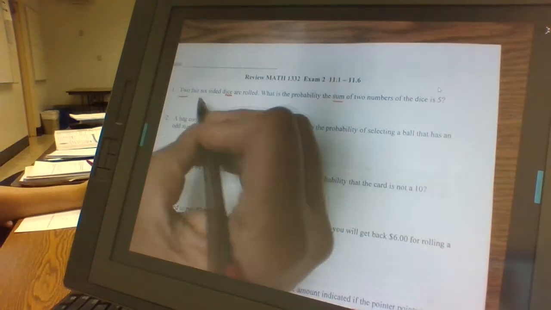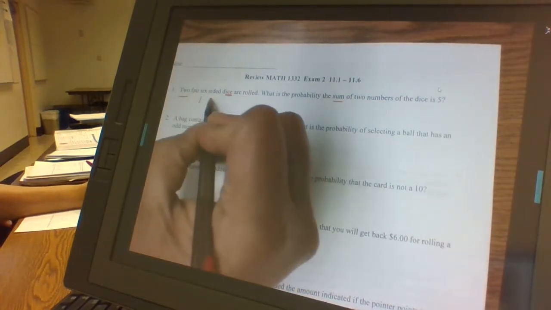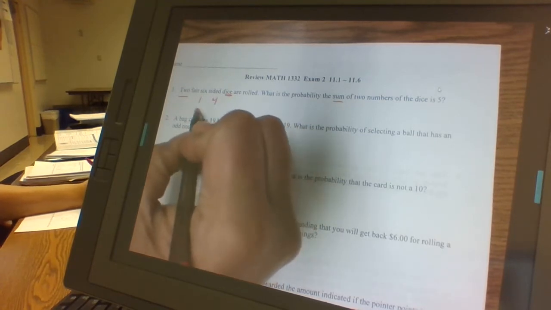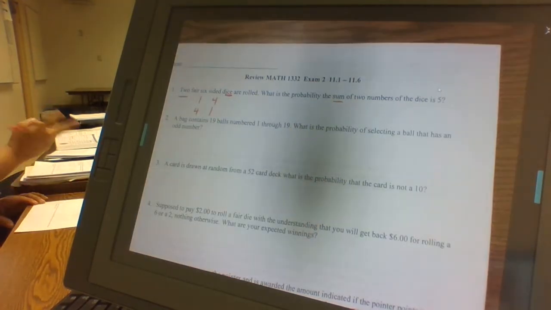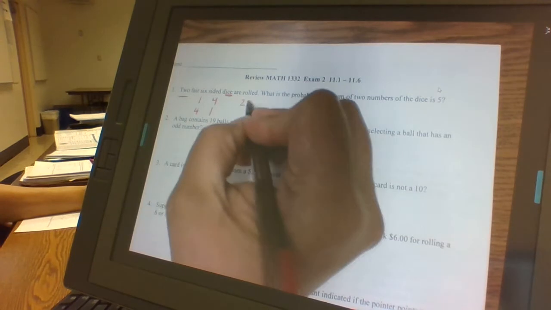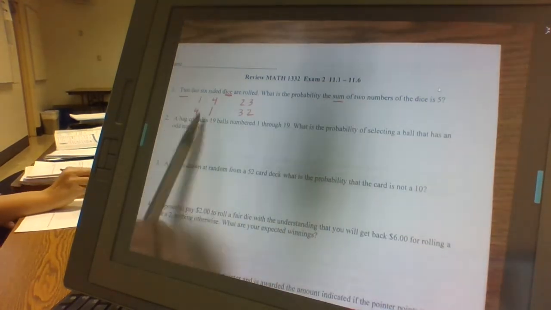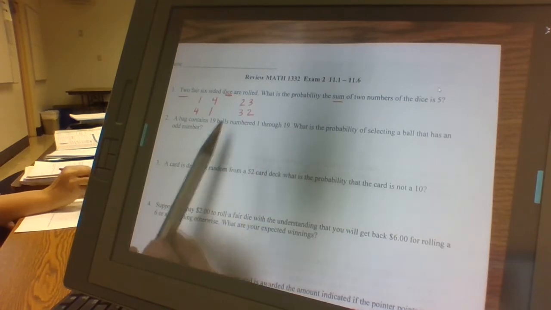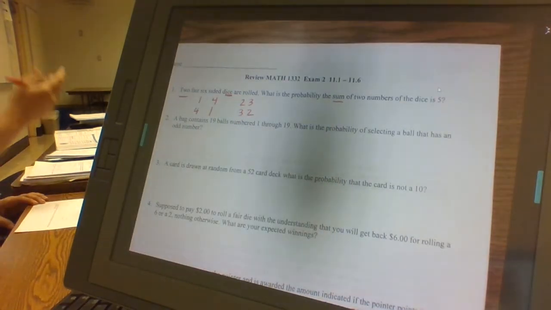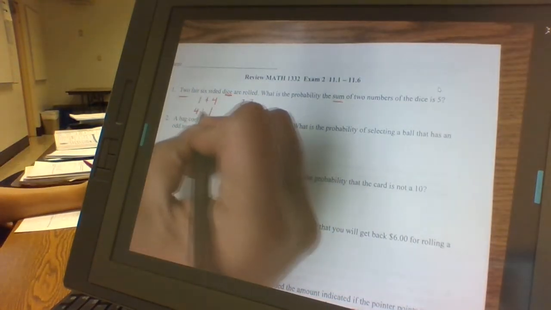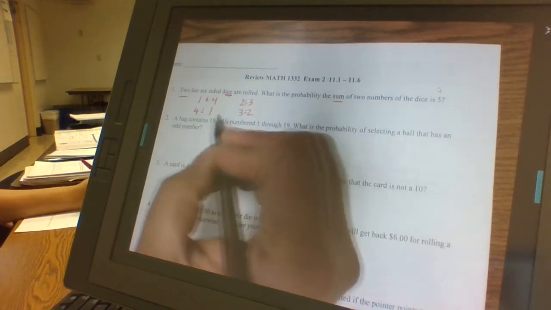3 and 2, 4 and 1. So 1 and 4, 4 and 1, those are different things. Right. And then 2 and 3 and 3 and 2. Those are the only 4 ways that you could throw a sum. These add up to 5. Do we understand that part?